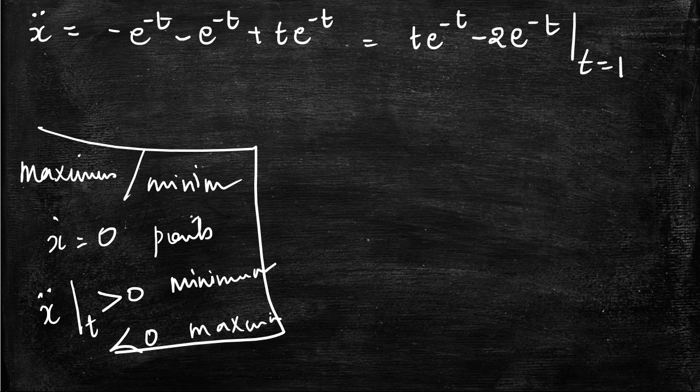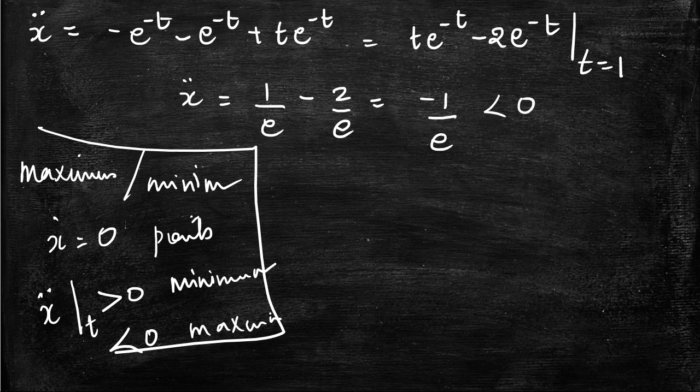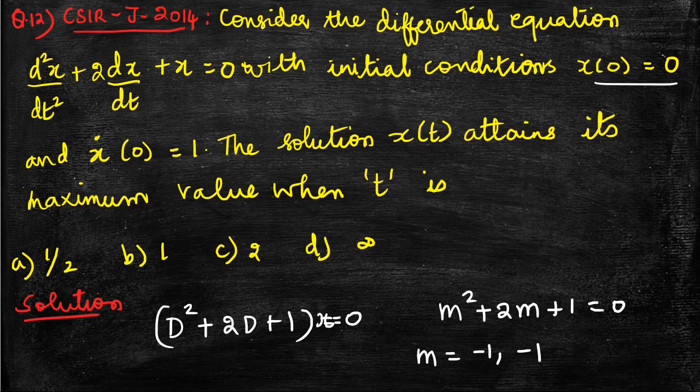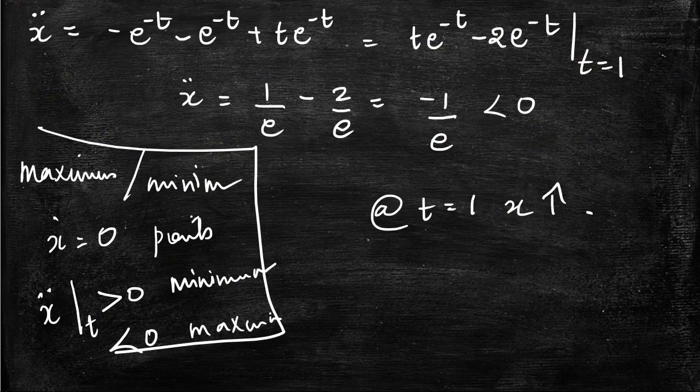Okay, so now let us see this. We have to substitute the t value. On substituting, we get 1 by e minus 2 by e, which is equal to minus 1 by e, which is lesser than 0. So at t is equal to 1, x will be maximum. Okay, so let us see if there is any option t is equal to 1, which is option B. So I hope you get the solution. So just have an idea and keep practicing these questions.